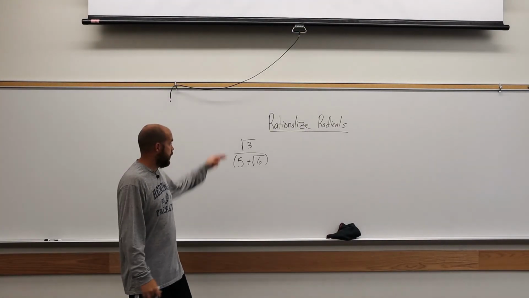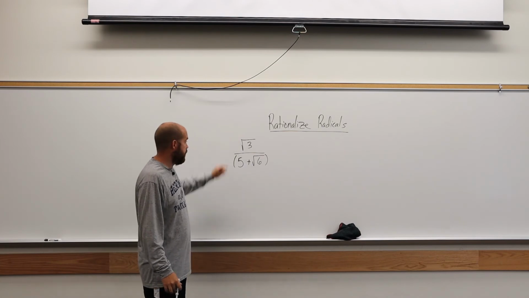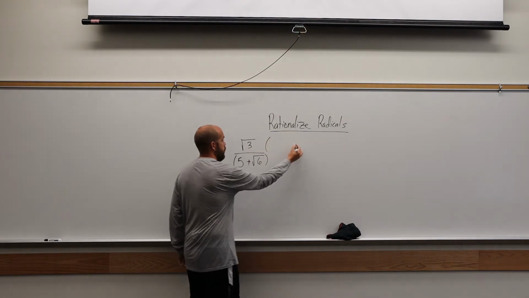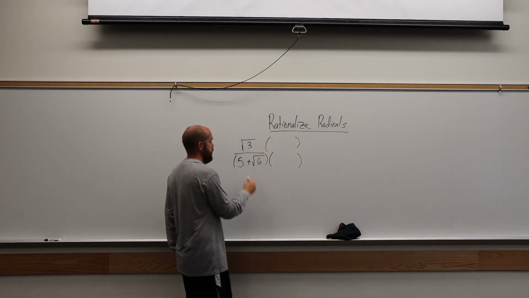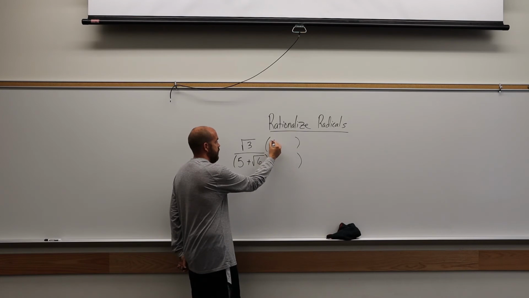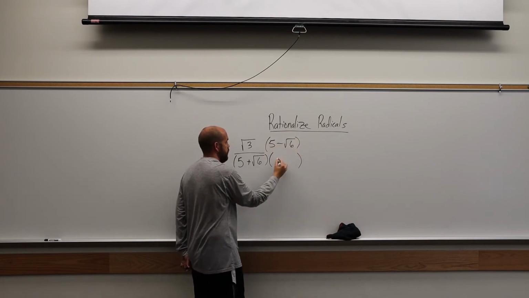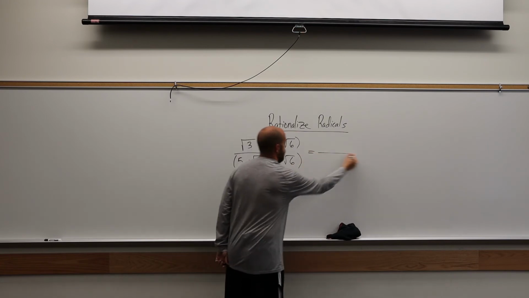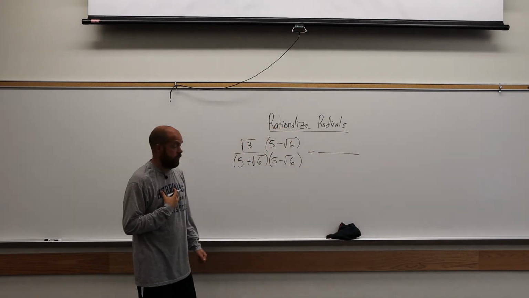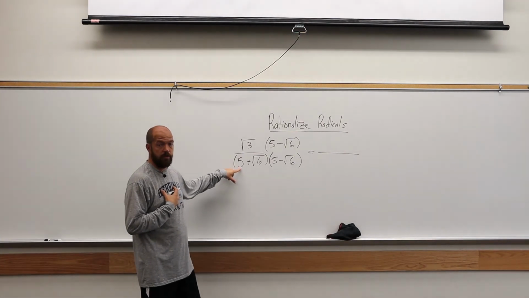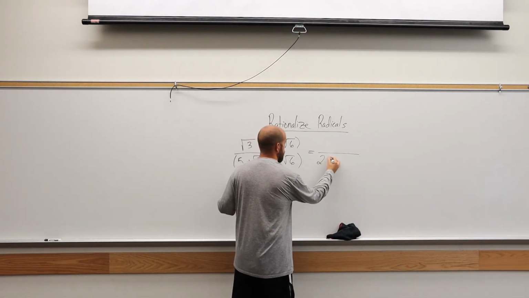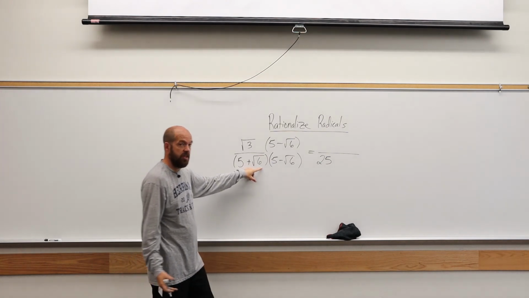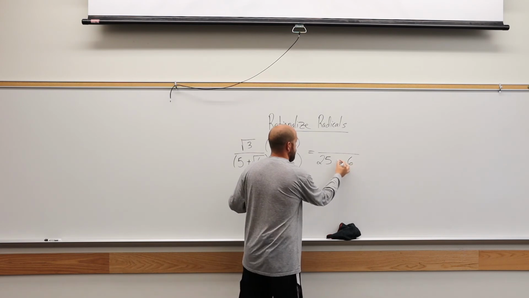All right, let's try this one. We've got radical 3, or square root of 3, divided by 5 plus the square root of 6. So I'm going to multiply the numerator and denominator by 5 minus the square root of 6 on both the top and the bottom. All right. Now I know the shortcut to this. So the shortcut is just going to be square this and get 25. Square this, which will cancel the radical, and just get 6. And then subtract those two.